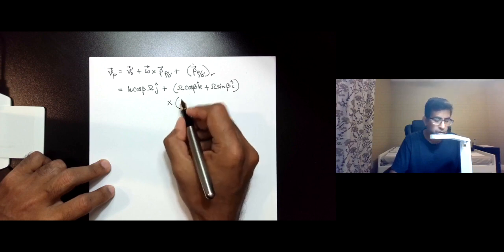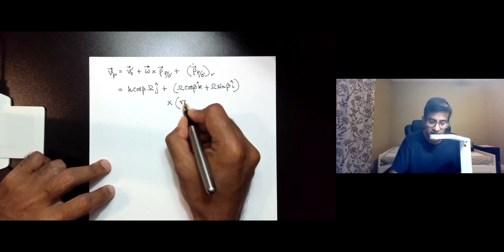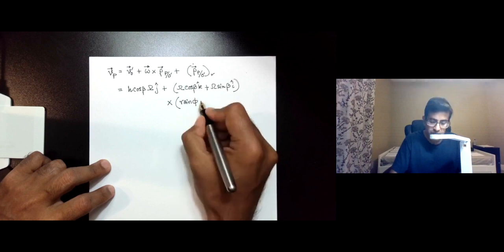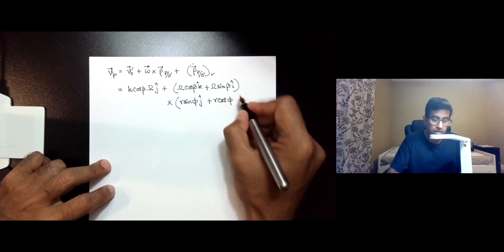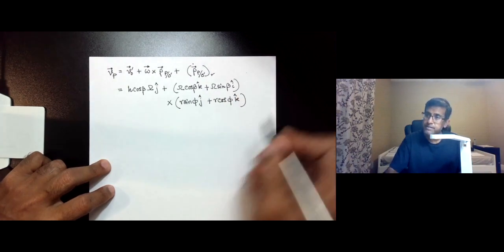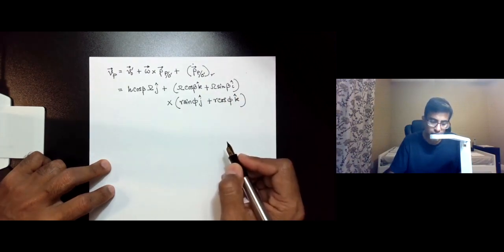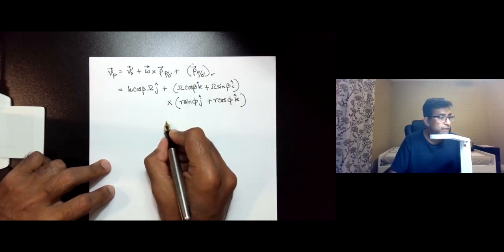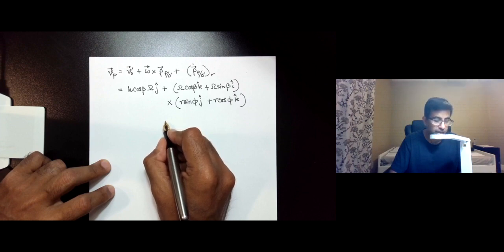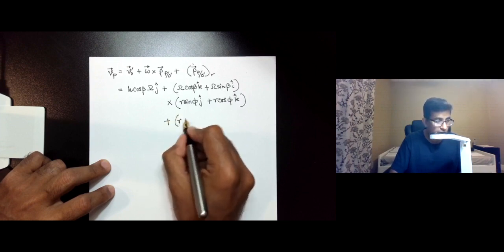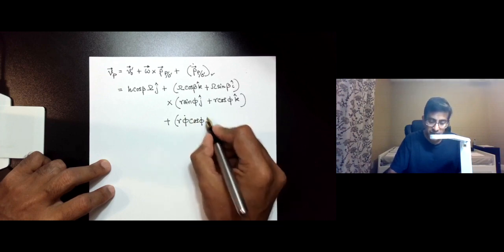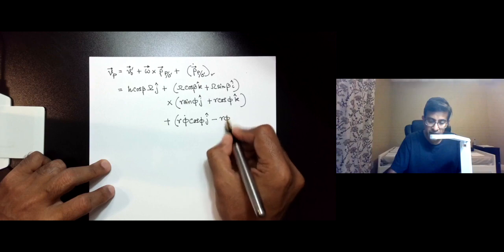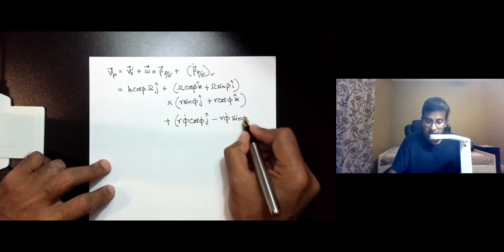Now this rho p with respect to O prime is r sine phi j plus r cosine phi k, and then we have the velocity within the rotating frame, and that is plus r phi dot cosine phi j minus r phi dot sine phi k.